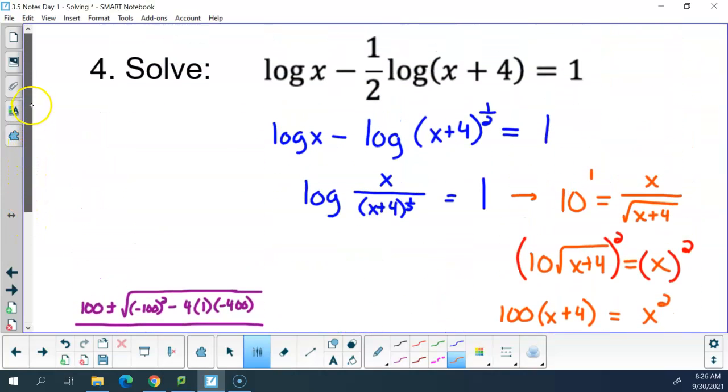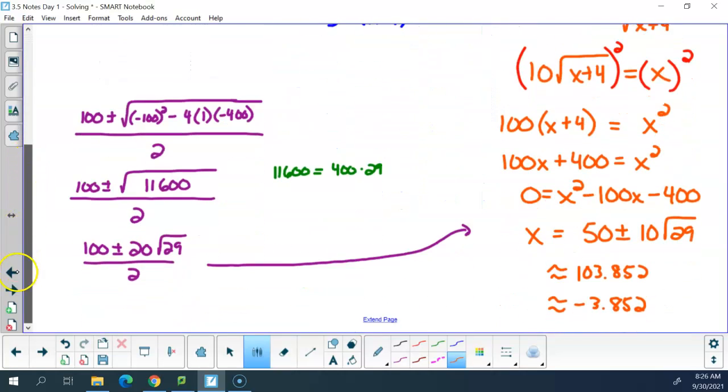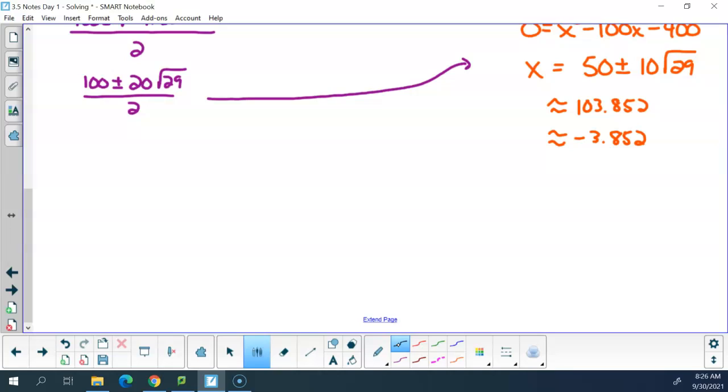If we go way back up here, my first check would be in log of x, because this was log of x minus 1/2 log of x plus 4 equals 1. So if I put in log of 103, I can find that. Log of 103 gives me a positive argument. I still get a positive argument when I plug in that one.